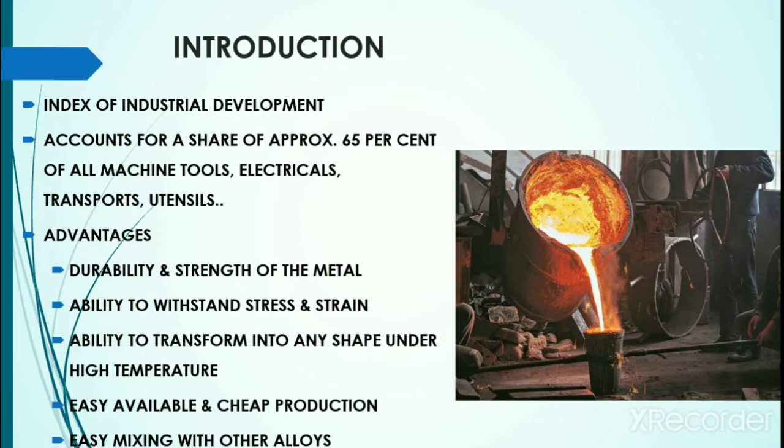It has been estimated that over 65% of all machine tools, electricals, transports, utensils, and many others are solely manufactured by iron and steel. At almost every stage, thus, this metal is being used. So let's look into some of the basic properties or the advantages of this metal that made it popular to worldwide consumers.